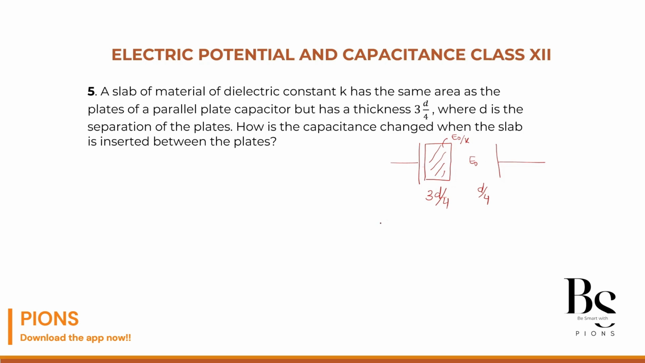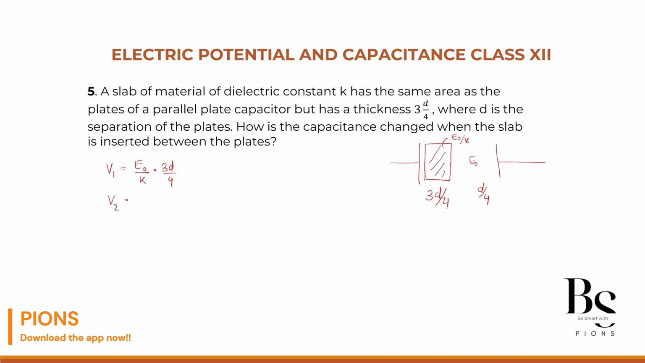Why? Because there is no dielectric here. So what will be the voltage across the dielectric? Sir, voltage across the dielectric will be V1. That will be the electric field across the dielectric, which is E naught by K, into that separation, which is 3D by 4. Let me repeat again. The voltage is nothing but electric field into distance. So the electric field across this dielectric is E naught by K, and this distance is 3D by 4, right?